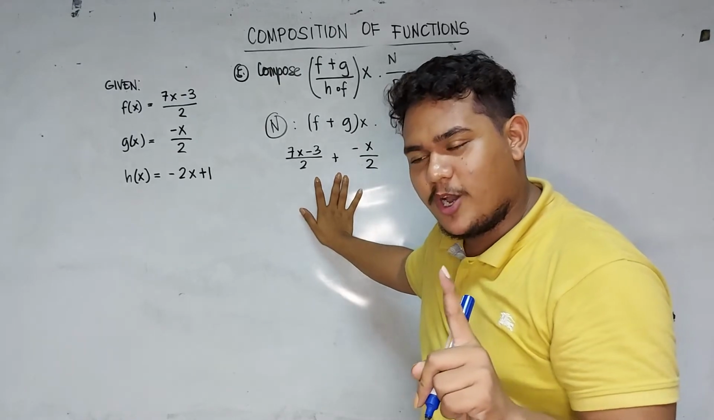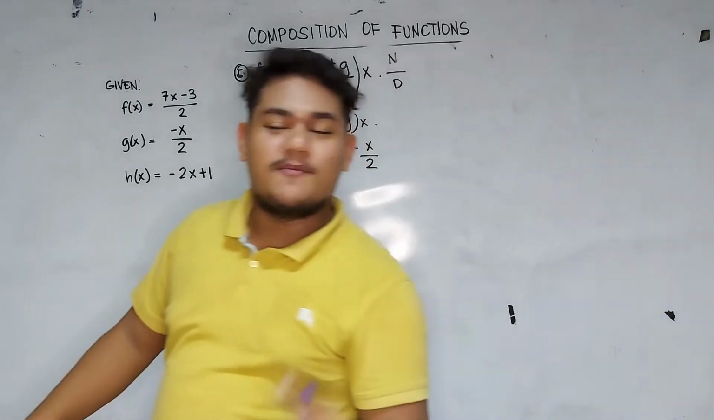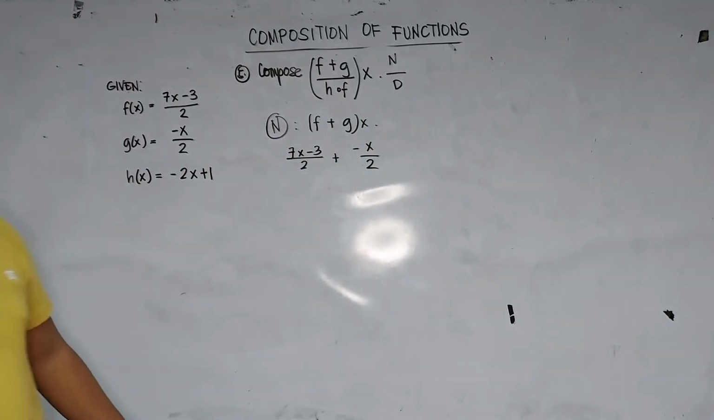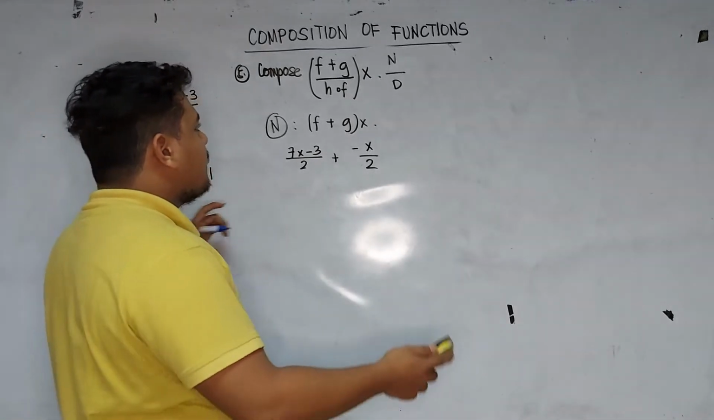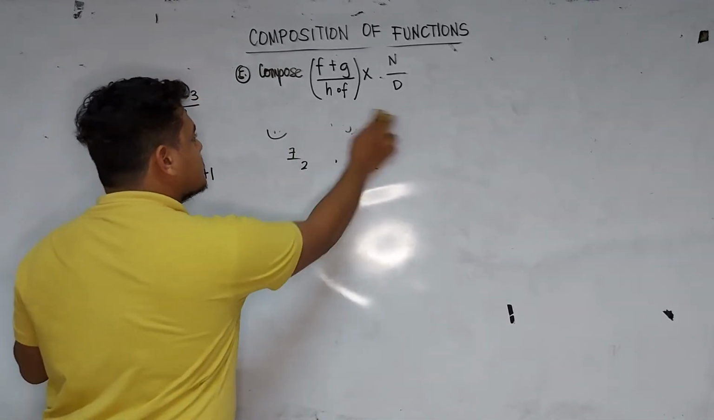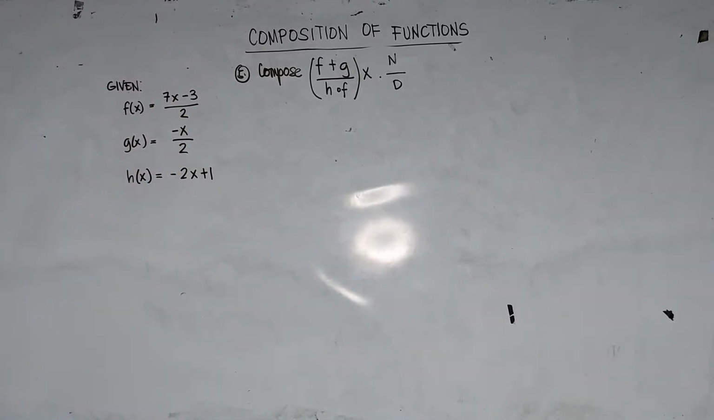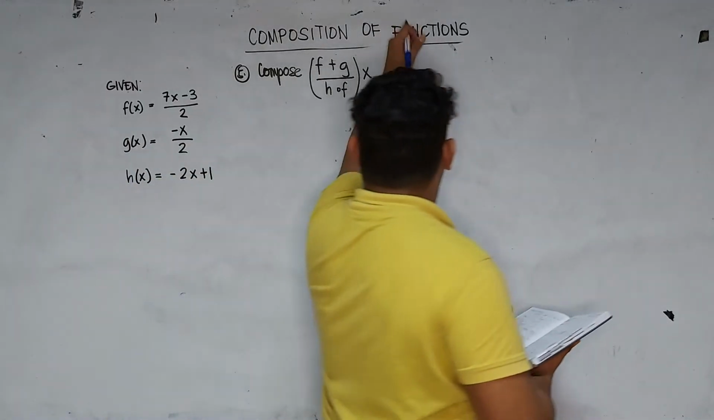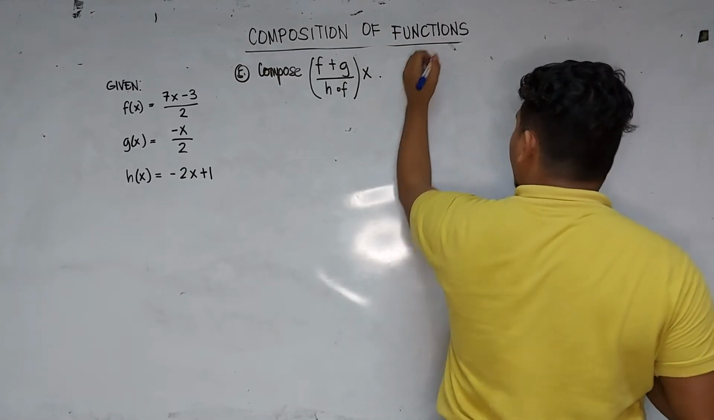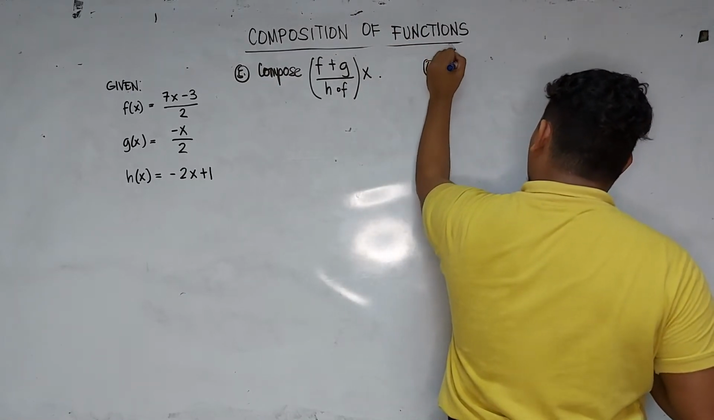But wait, there's more. This will serve as your assignment. Assignment for Gen Math, Composition of Functions, Chapter 3: compose f plus g over h of f of x. That is assignment number 3, that is number 5. And number 6, compose.